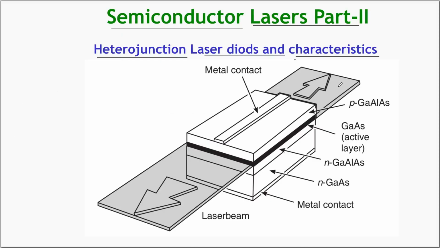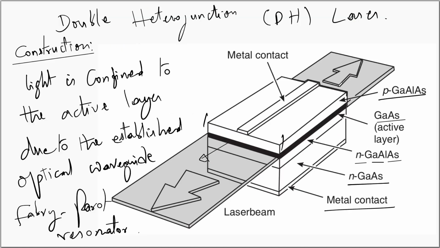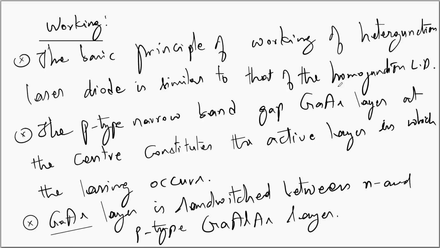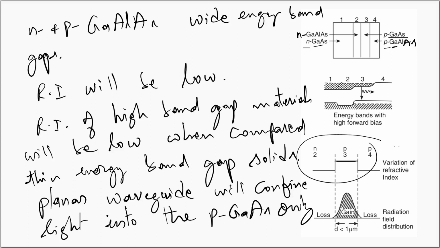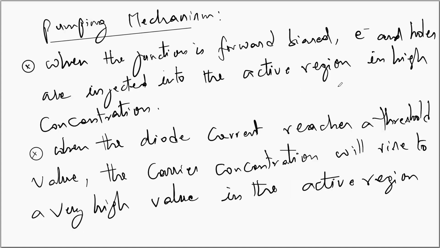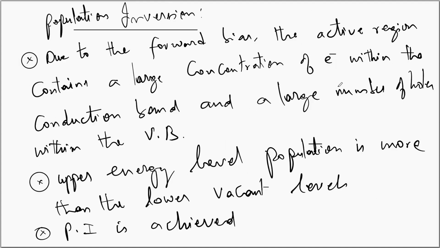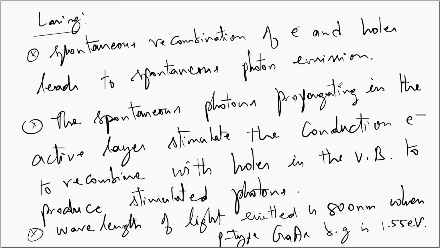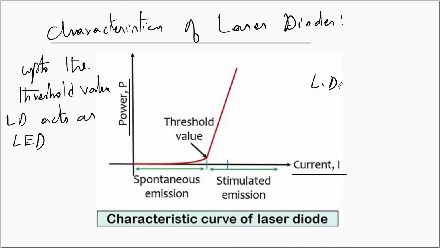In this video, we have started our discussion by understanding what a double heterojunction laser diode is. We have seen its construction, its working, and how the refractive index helps to confine the light within the P-type gallium arsenide layer. We have seen the pumping mechanism, how population inversion can be achieved in the case of a double heterojunction laser diode, the lasing action, and the advantages and the characteristics of laser diodes in general.